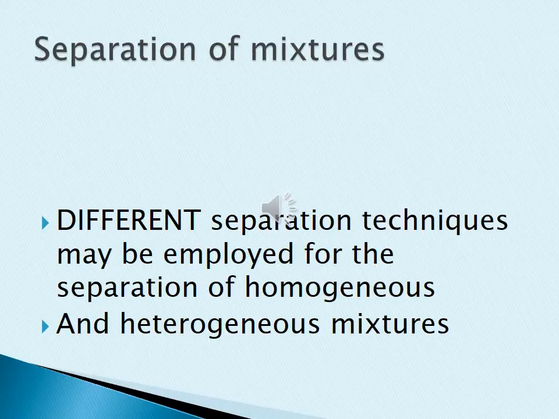Children, take your book, look at page number 26. Insoluble solid is filtered using filter paper. When we use filter paper, the insoluble solid is filtered. The filter paper is made into a cone and is placed on the funnel. It is shown in figure 3.1. Now it is on the slide.